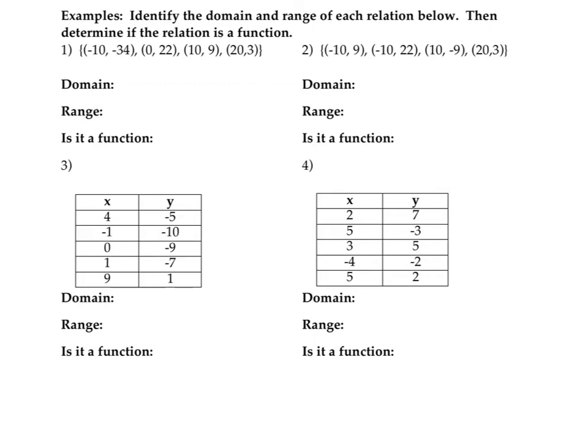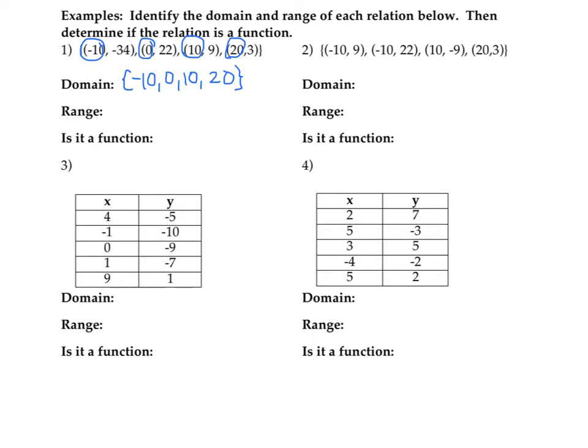Your domain are your x values. So let's circle our x values. We have -10, 0, 10, and 20. So our domain, we're going to write it with a bracket: {-10, 0, 10, 20}. Those are our domain, our inputs, our x values.